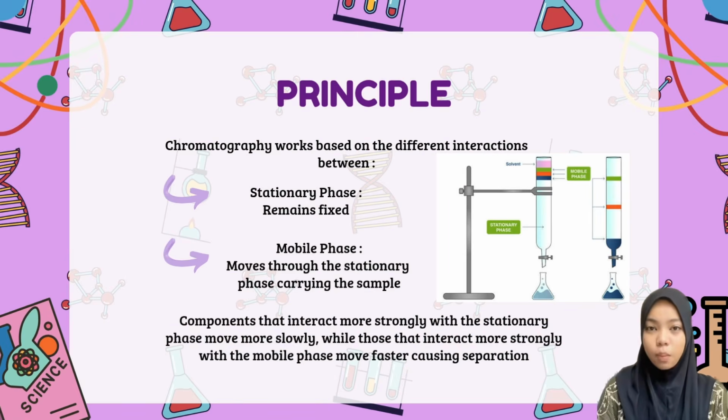The principle of chromatography is based on the different attraction of substances to two phases, the stationary phase and the mobile phase. Components that are more strongly attached to the stationary phase move more slowly, while components that are more attracted to the mobile phase move faster. This difference in movement allows the mixture to separate into its individual components.